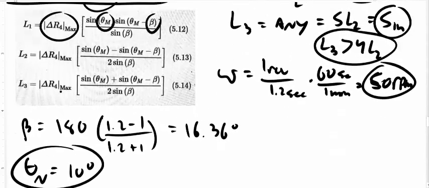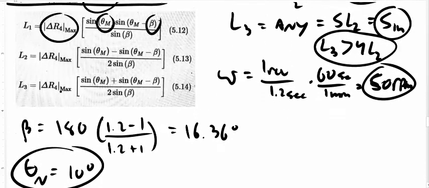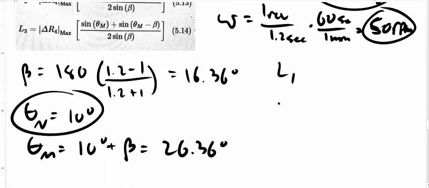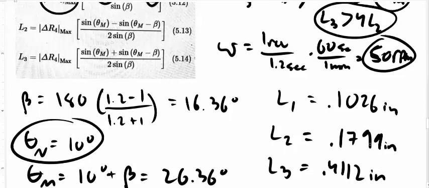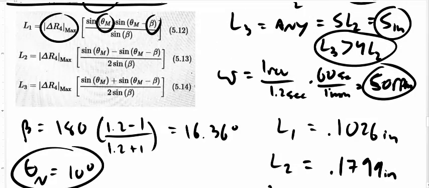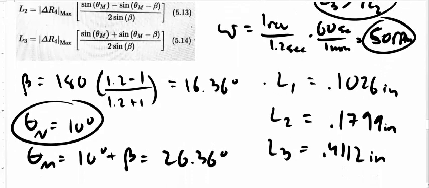Since we have beta, we can plug that in, and I'm just going to go ahead and do that for you guys. L1, L2, and L3, after you plug into each of them, are 0.1026, 0.1799 for L2, these are all in inches, and 0.4112 inches. So there is your L1, L2, and L3.